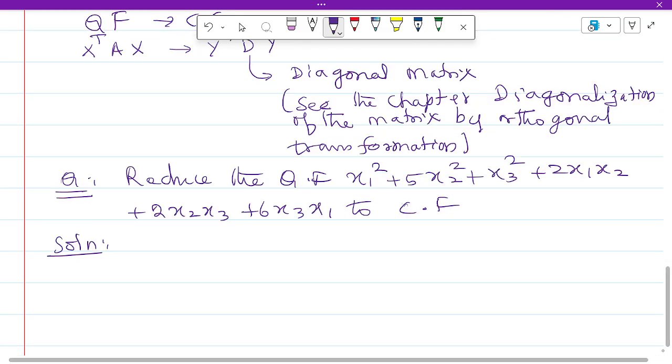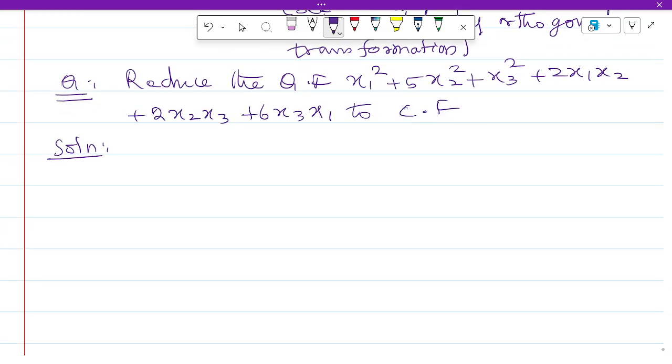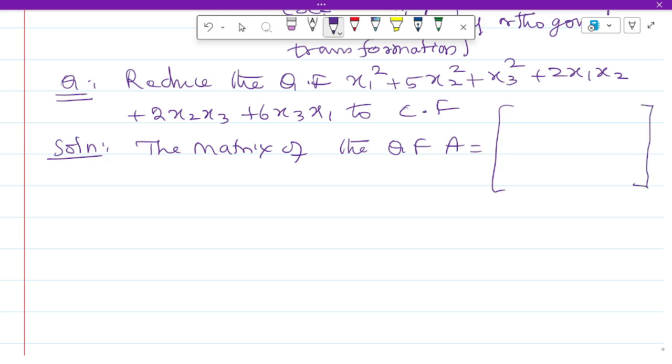The first step is to write the matrix from the quadratic form. So what is the matrix of the quadratic form? As I told, the matrix of the quadratic form is A equal to what? Because the given quadratic form is in three variables, you will get a 3 by 3 matrix. What are the diagonal elements? Quickly, can anyone tell me?